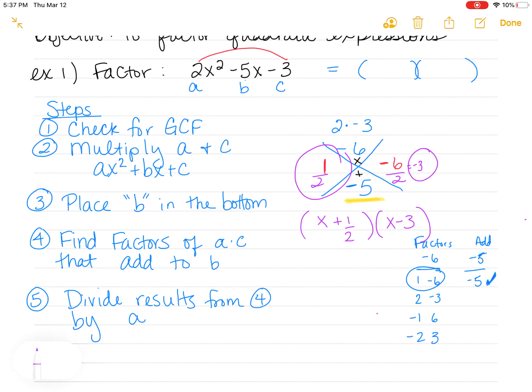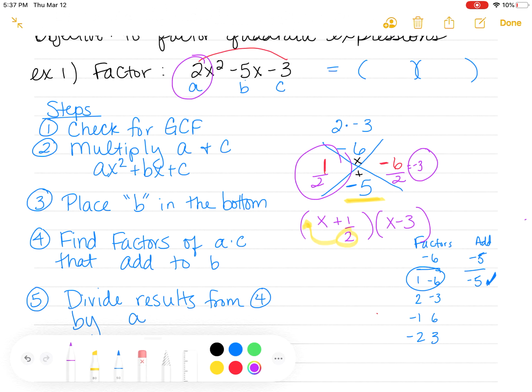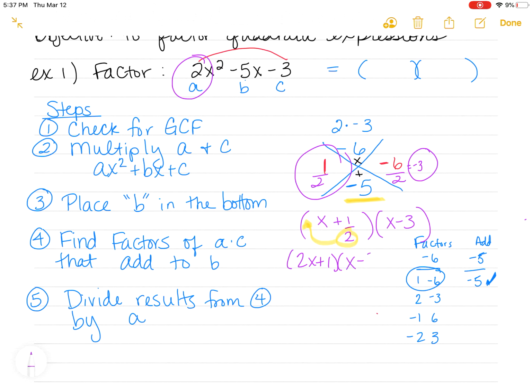I never want to leave this as a fraction. So what I want to do is bring it up, because I know that my A value has to be 2. If I were to remultiply this, I'm going to get an A value of 1. So this 2 has to come back up here. And so I get 2x plus 1 times x minus 3. And that's my factored form.